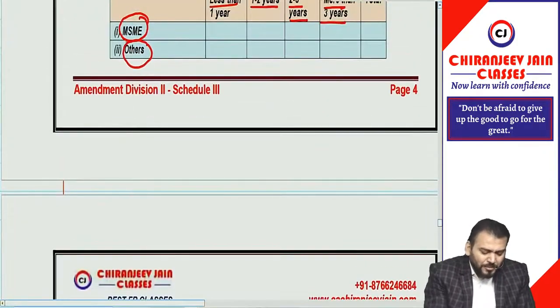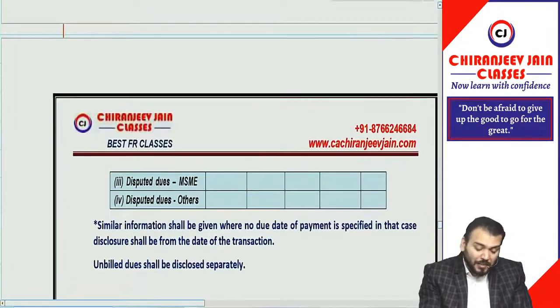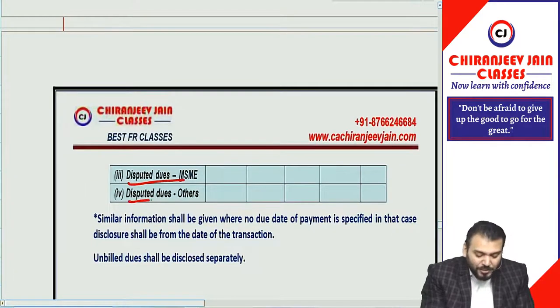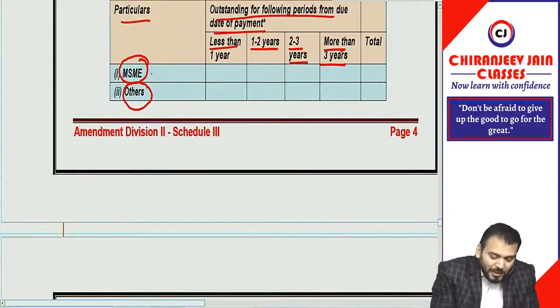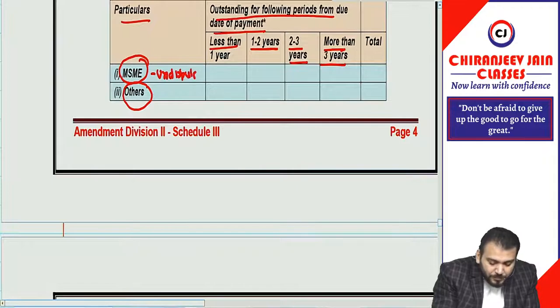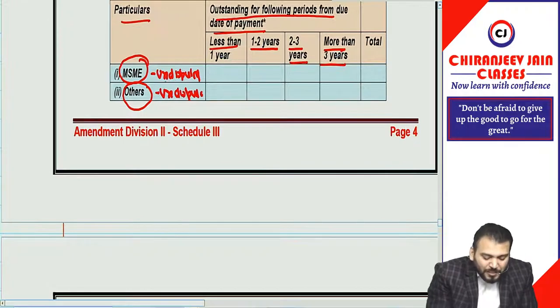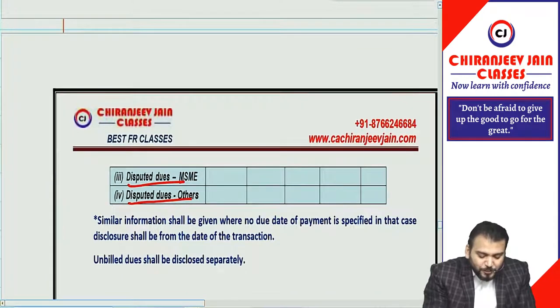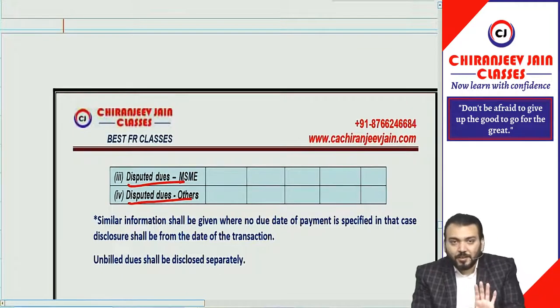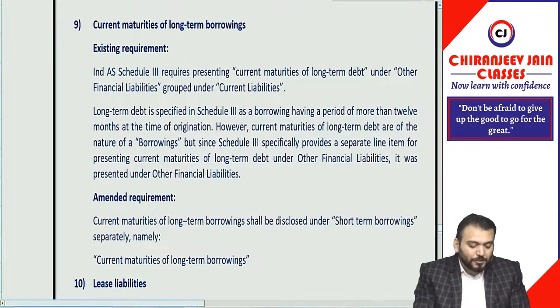Correct. Of course, here also MSME, others, and then also disputed dues and disputed dues to others. This also is a required disclosure, meaning it is undisputed. This is also undisputed. Okay. So, undisputed MSME, undisputed others, then disputed dues MSME, disputed dues others. Correct. Got it? Yes, sir. This also you have understood.